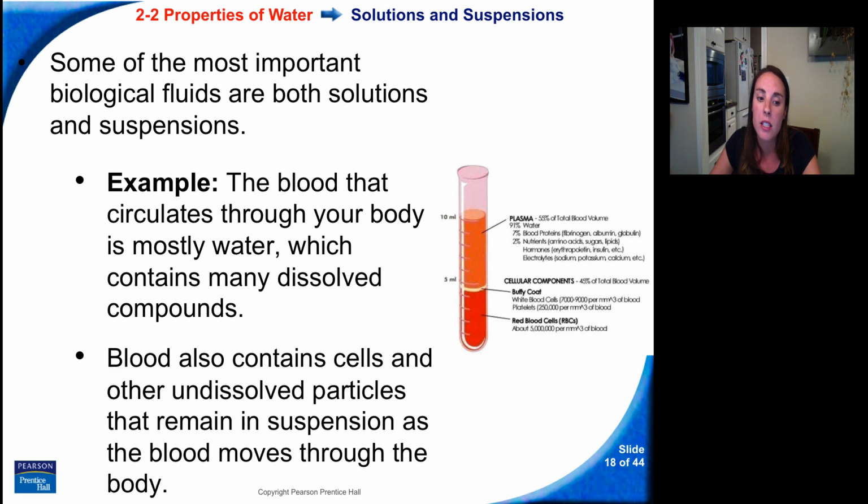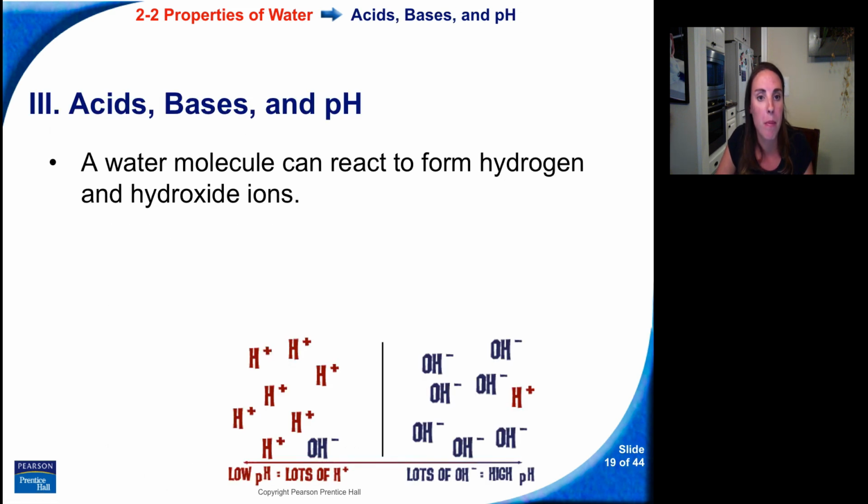But it also contains cells and other undissolved particles that remain suspended in the blood as it moves throughout the body. So this is your blood. It's composed of plasma and cellular components. The plasma is mostly water. It contains proteins, nutrients, hormones, and electrolytes. And a lot of these components of the plasma are actually dissolved substances. And then the suspension part is the cellular components, the white blood cells and the red blood cells. They're suspended. They don't dissolve in the blood.